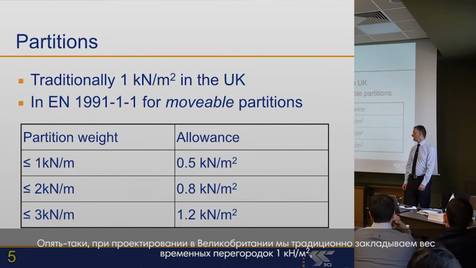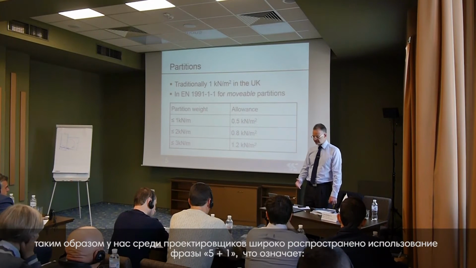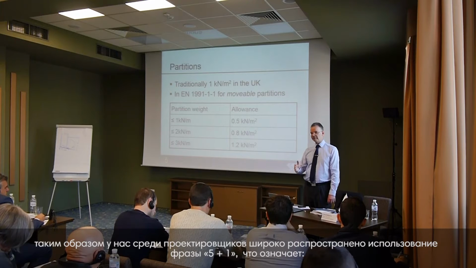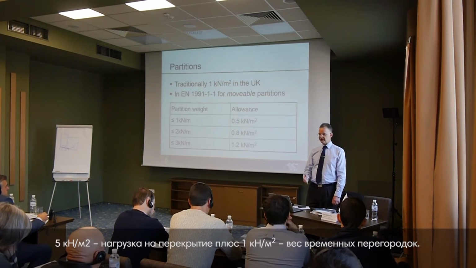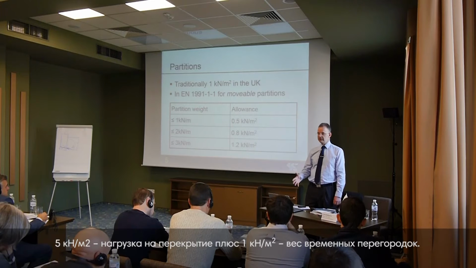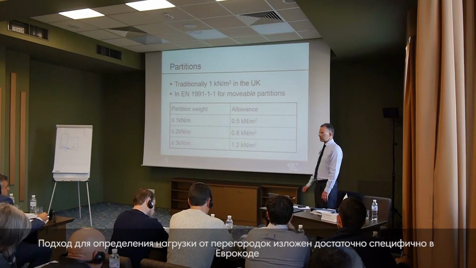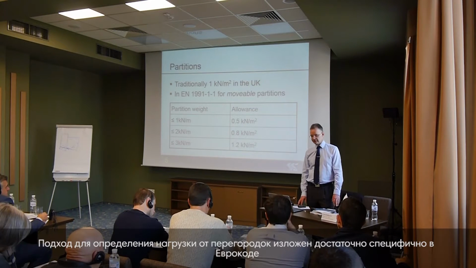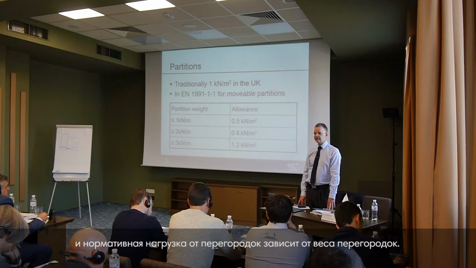Again, traditionally in the UK, for partitions we would have allowed 1 kilonewton per metre squared. So we have a phrase in the UK which would be 5 plus 1. So designers in the UK talk about 5 plus 1. And what they mean is 5 kilonewtons per square metre imposed load and then 1 kilonewton per metre squared for partitions. The Eurocode is very, very specific for partitions, and the allowance for partitions depends on the weight of the partitions.